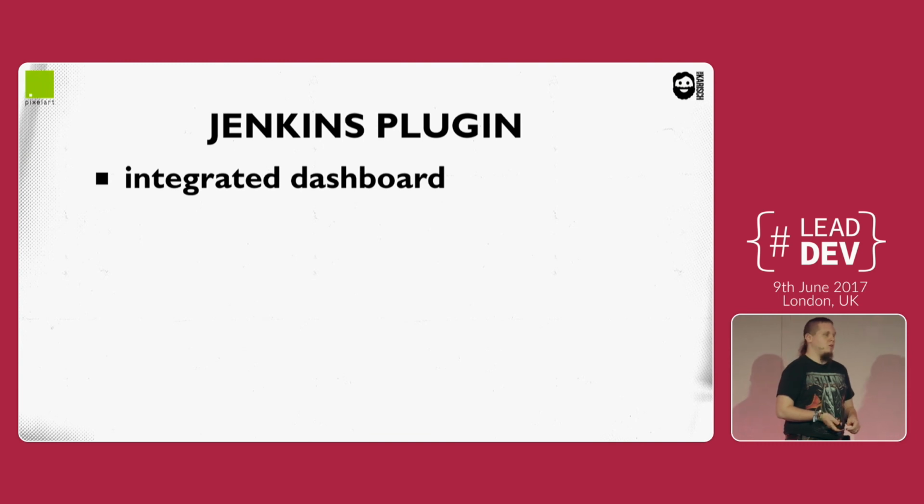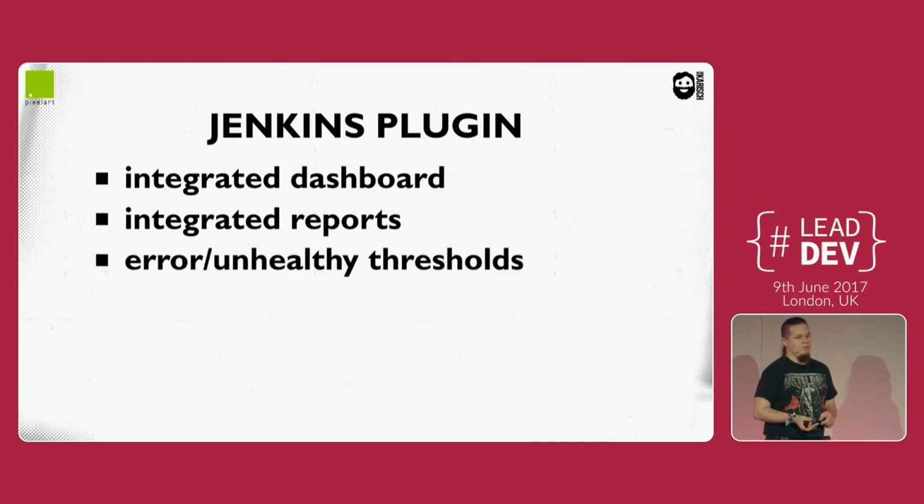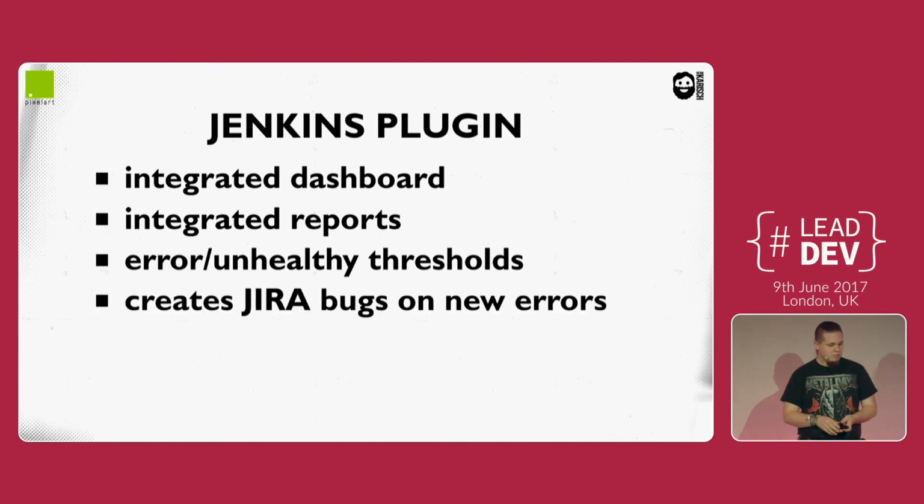how your build evolved, integrated reports on every build, error and unhealthy thresholds, because if you remember the dashboard, it was okay. But if you suddenly have 20, 50 new errors, that's not okay. So the build should fail, it should not deploy. If you have only 5 new errors, the build could be marked as unhealthy in Jenkins. In Jenkins you have 3 states: failed, okay, and unhealthy. And an idea of ours: automatically create Jira bugs on new errors. So every error you get in the report gets a Jira ticket.